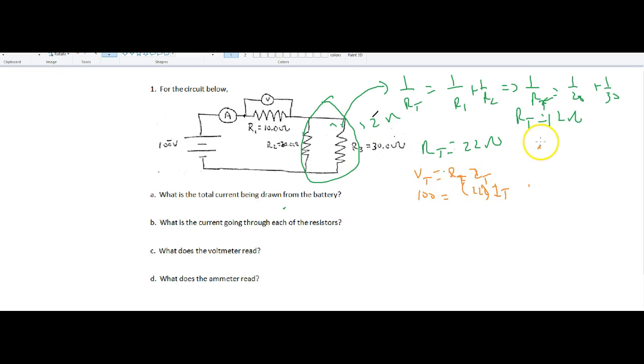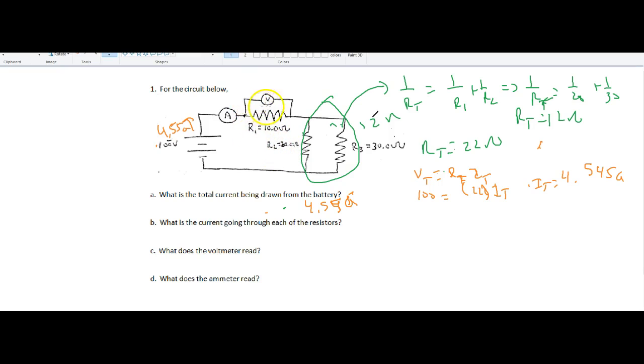I get I total equals 4.545 amps. Okay, so now I come back over here and I realize, what's the total current being drawn from the battery? Well, 4.545 amps, or 4.55 amps, is what the answer is. So that's what's coming out of the battery. So I got 4.55 amps going that way.